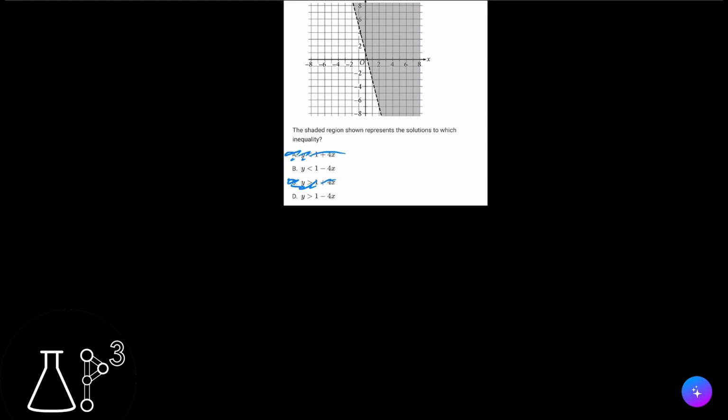And let's look at the shaded region. Let's say I plug in 4, and 4 obviously equals 0 when x equals 0. However, when I look at 5, let's plug in y equals 5 on both inequalities to make sure that the statement is true.